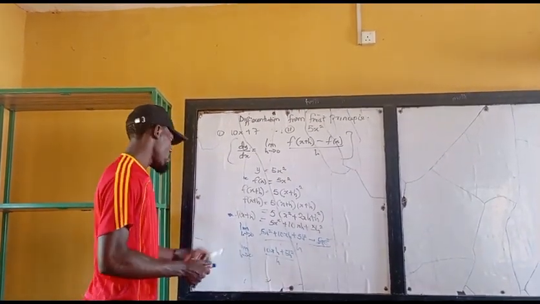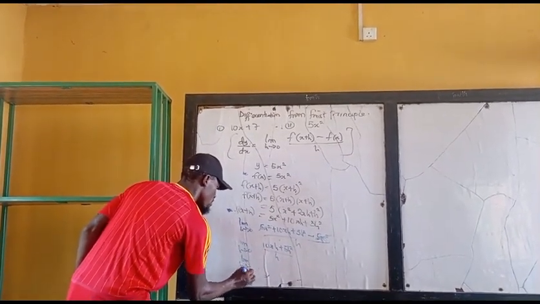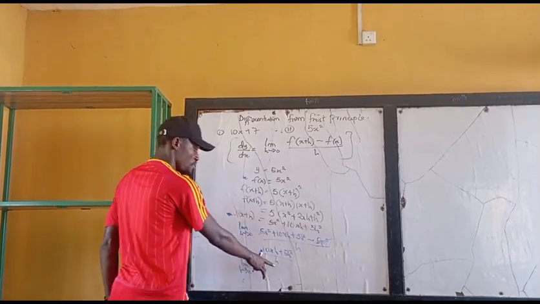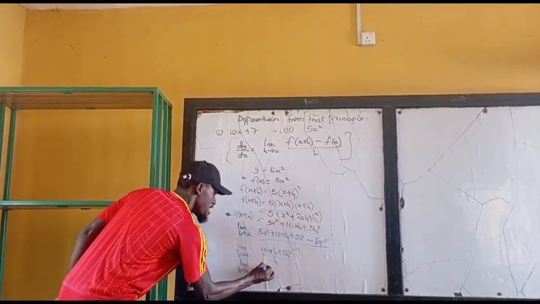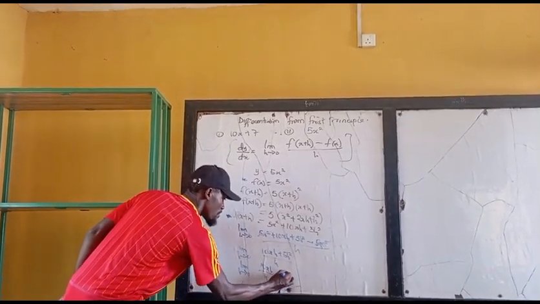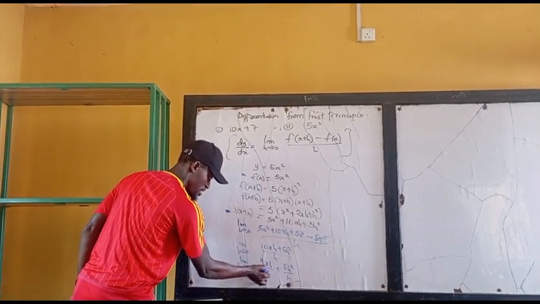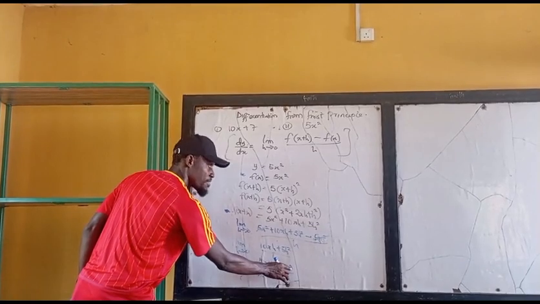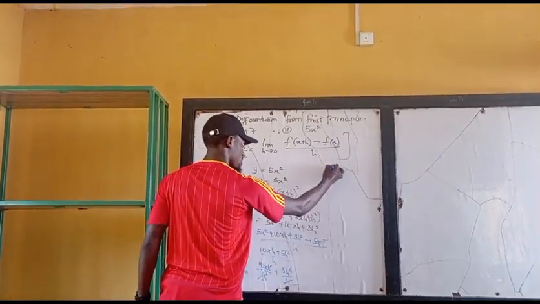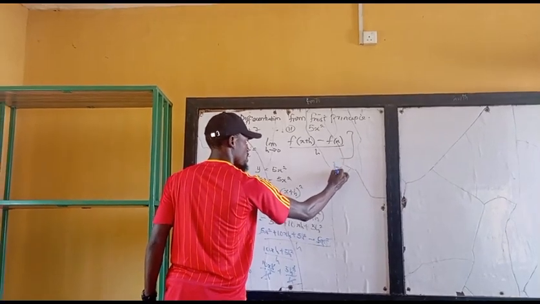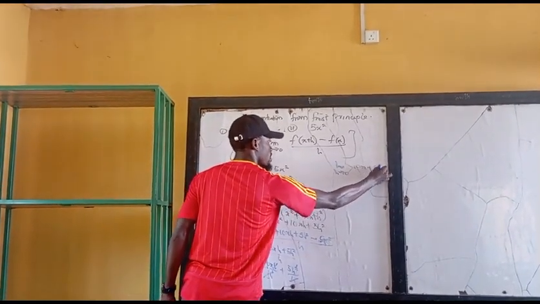From here we can decide to split this. The limit as h tends to 0. The denominator is h, so this denominator h belongs to each of them. So we can write this as 10xh over h plus 5h squared all over h. We can cancel out h. We have h squared here, so we cancel one h. So we are left with the limit as h tends to 0 of 10x plus 5h.